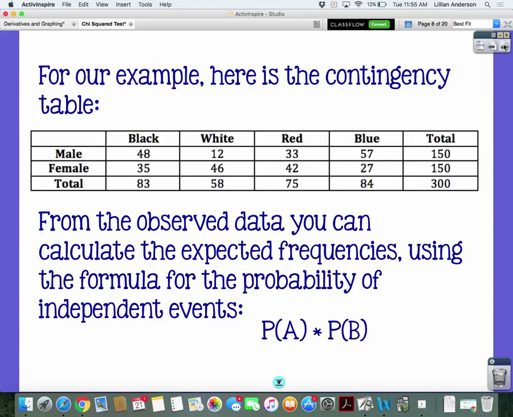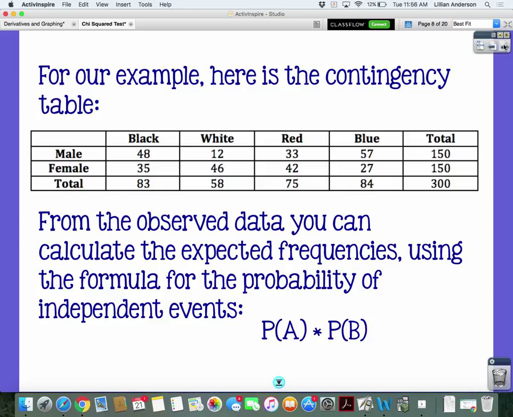This person interviewed 150 men, 150 women for a total of 300 people. And there were 83 who liked black, 58 that liked white, so on and so forth. Make sure everybody can read the table. Now, if the total column is not there, say they give you the contingency table but not the total column or row, make sure that you still fill it in, because you're going to need that later.